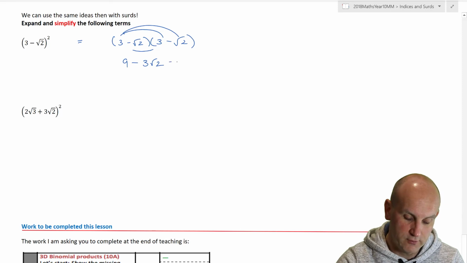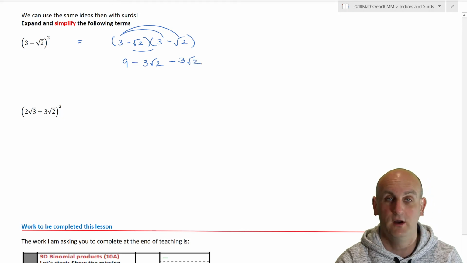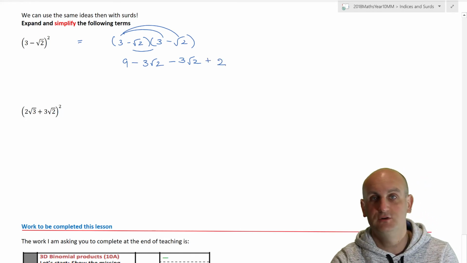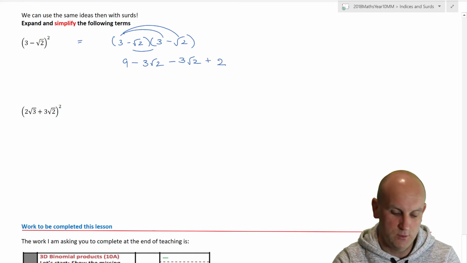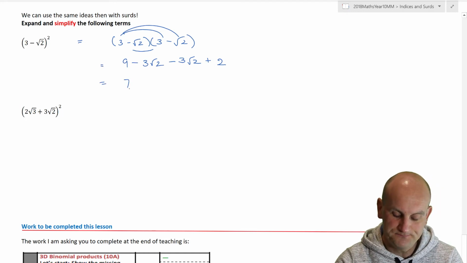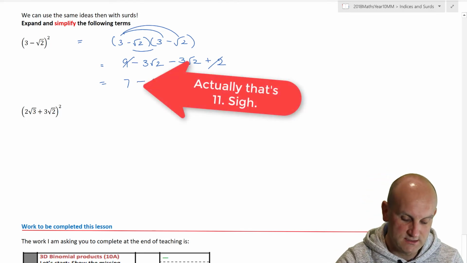Minus 3 times root 2 is minus 3 root 2. And minus root 2 times minus root 2 is plus 2, because root 2 times root 2 is just 2. Simplifying this, 9 plus 2 gives me 11. So there's my 9 and my plus 2 is gone. And minus 3 root 2 minus another 3 root 2 is minus 6 root 2.